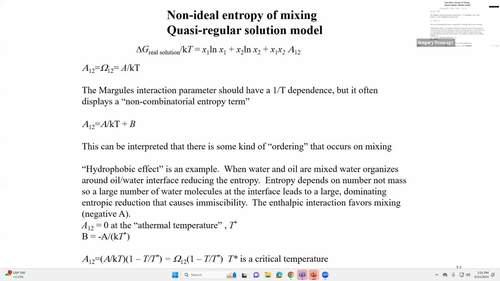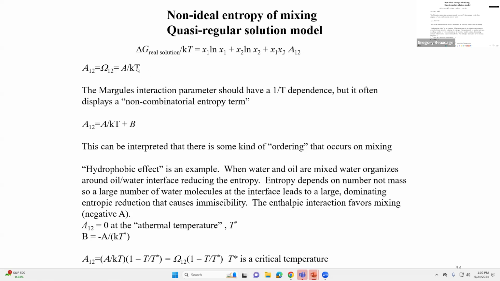So we start with this, and if we divide by kT, then the entropy term doesn't have temperature in it, even though entropic mixing is temperature dependent, but we've removed the temperature here. And then we have just this term here, and this A12, if you write it this way, is our original A divided by kT. So it has a 1 over T dependence in this term, right?